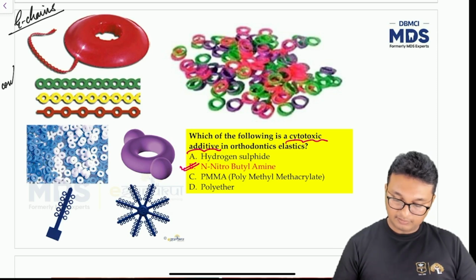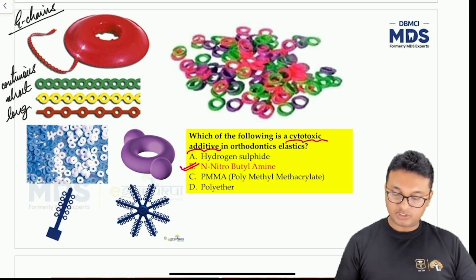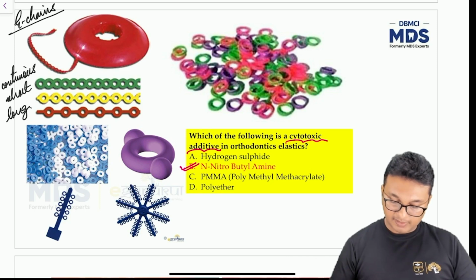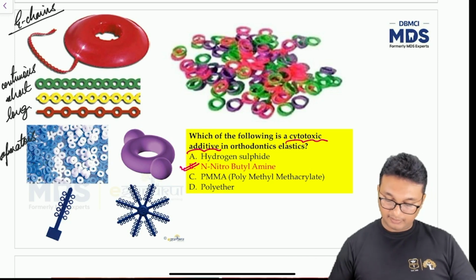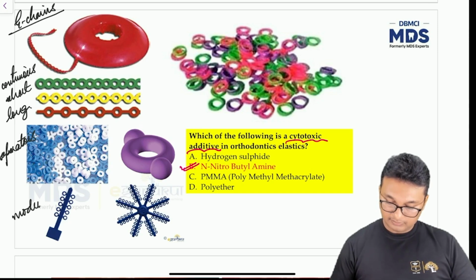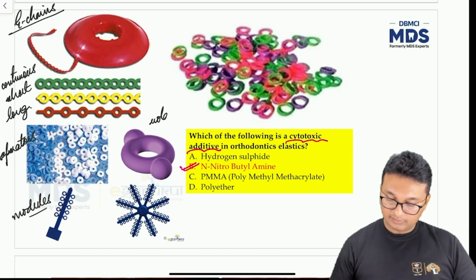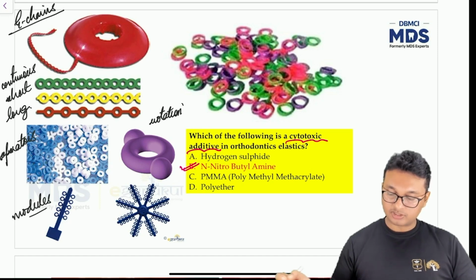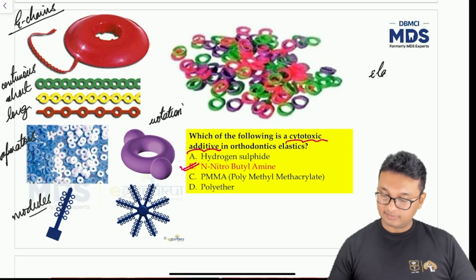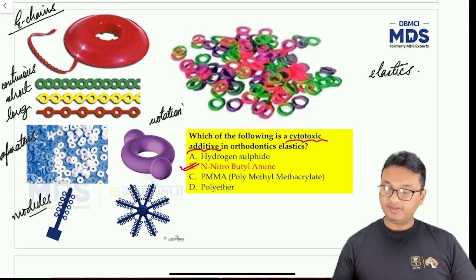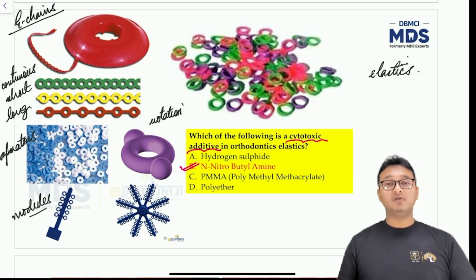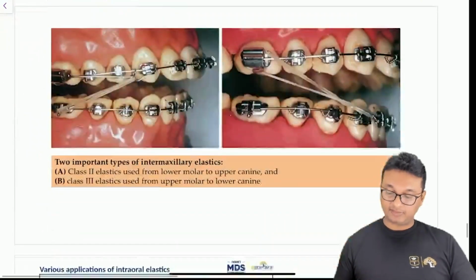This is continuous. This is short. And this is long filament E-chains. Then we have elastomeric separators, as I said earlier. Then these are elastomeric modules. Then these are rotation wedges for rotation correction. And these are elastics. So all of these are orthodontic auxiliaries made up of elastics, natural elastics.